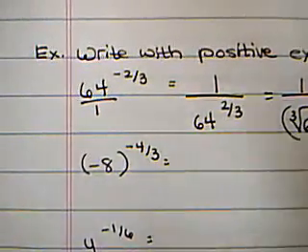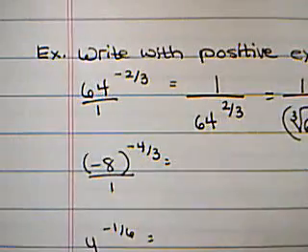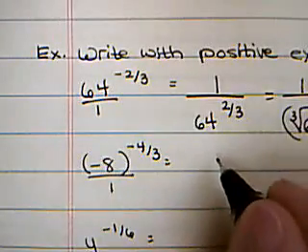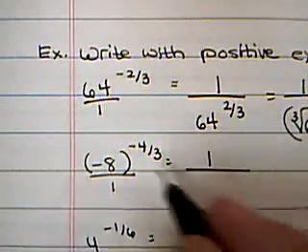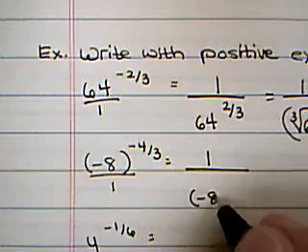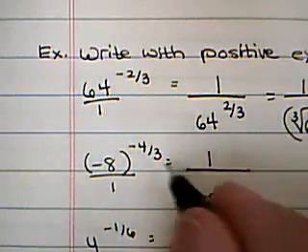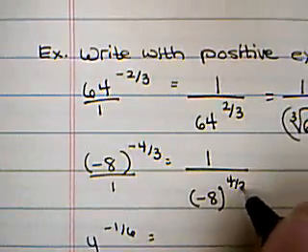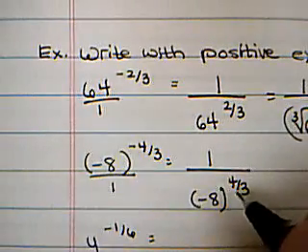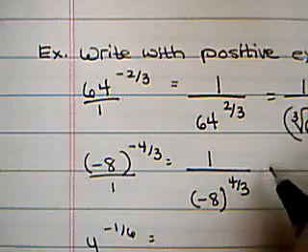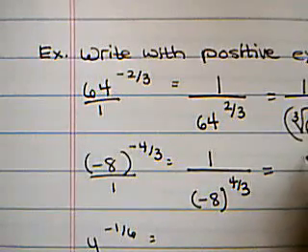In this next case, same type problem. We're going to have a 1 on bottom. So when I flip this, I'm going to have the positive 1 on top. It's still going to be negative 8 on bottom, and it's going to become a positive 4/3. The negative does not change for the 8. The 4/3 does change sign. Only the exponent sign is actually affected.